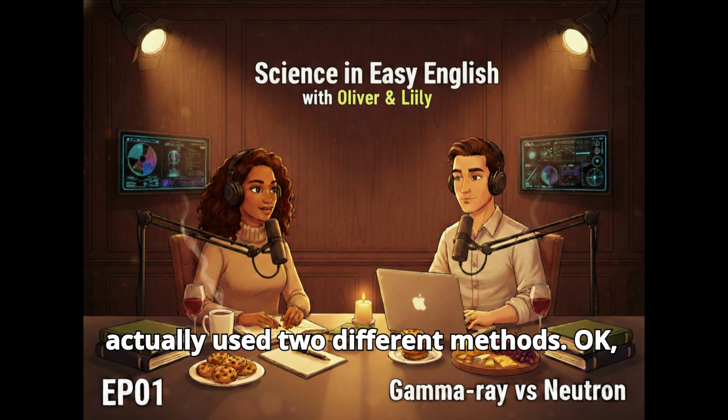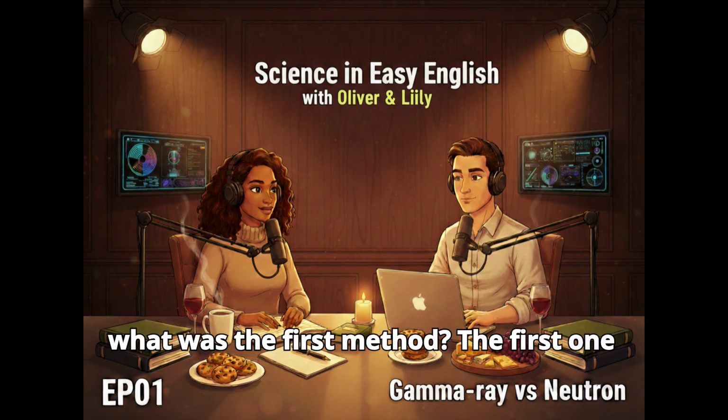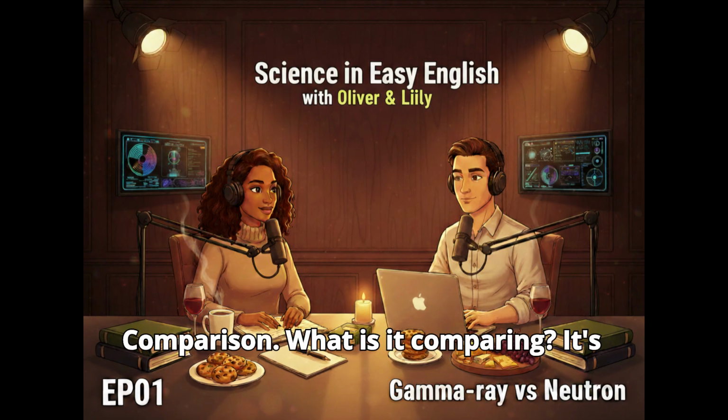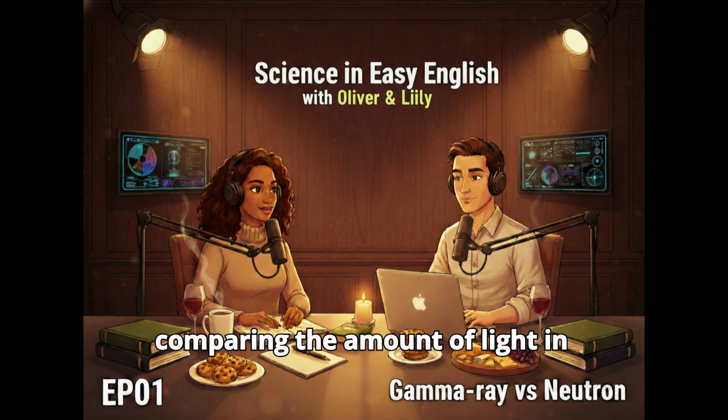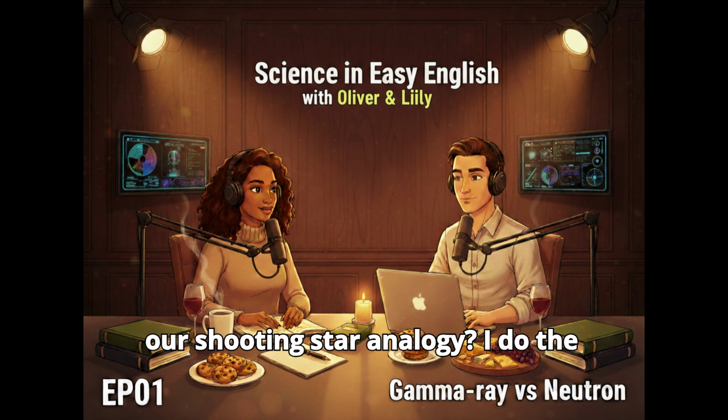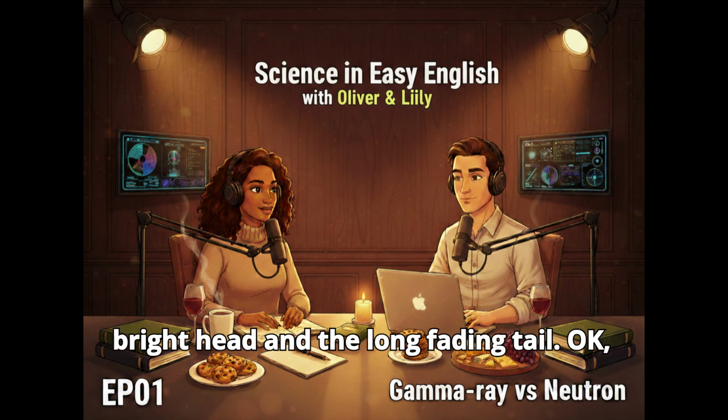They actually used two different methods. Okay, what was the first method? The first one is called charge comparison. Charge comparison, what is it comparing? It's comparing the amount of light in different parts of the flash. Remember our shooting star analogy? I do. The bright head and the long fading tail.